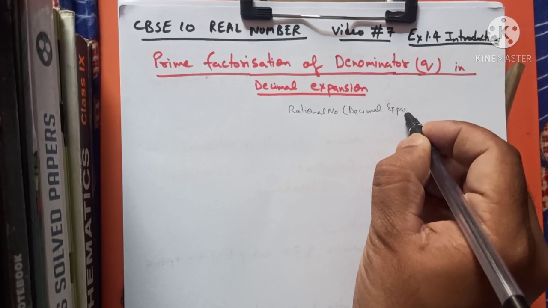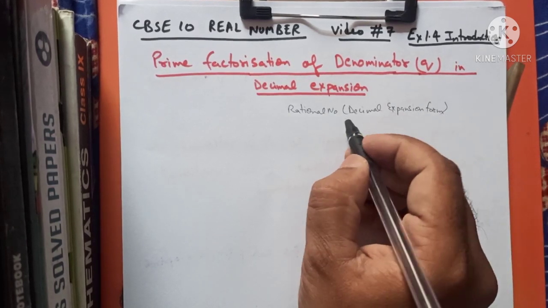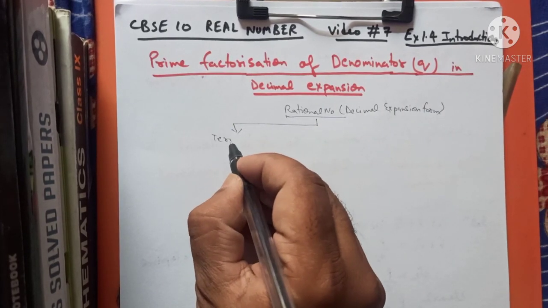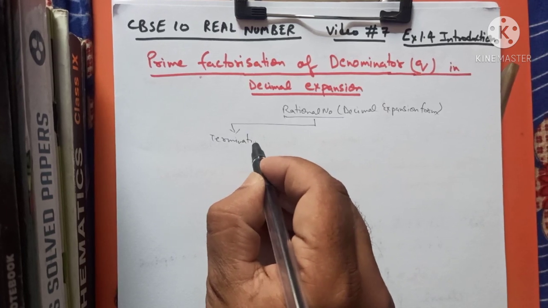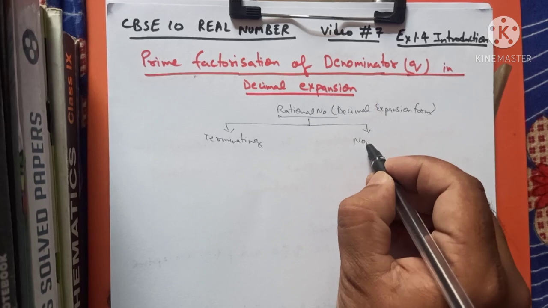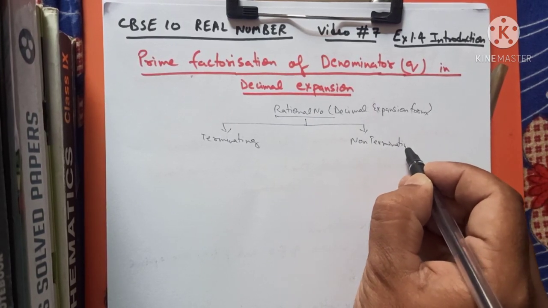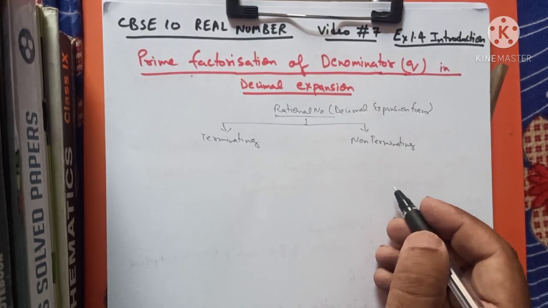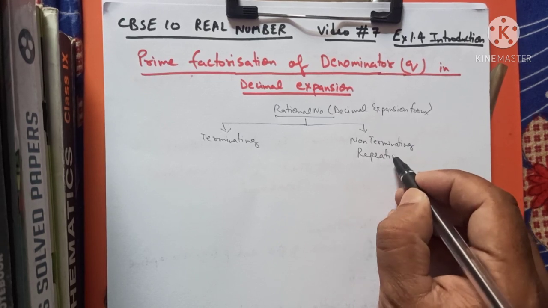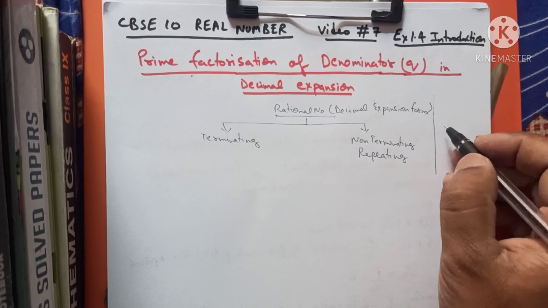Decimal expansion form is basically of two types. It can be terminating decimal or it can be non-terminating decimal. Non-terminating decimal is further of two types, that is, non-terminating repeating. So non-terminating repeating decimals are basically coming in the category of rational numbers.